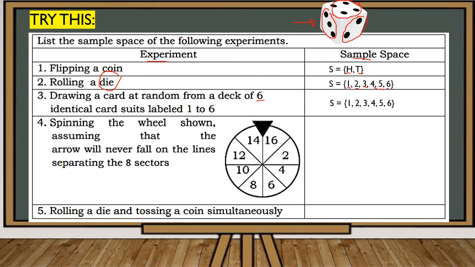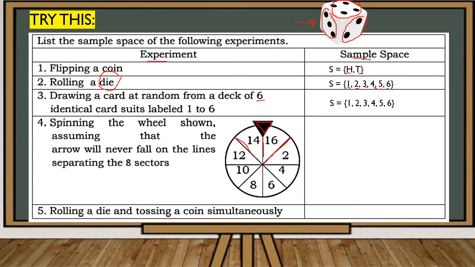Next, number 4, spinning the wheel as shown here, assuming that the arrow will never fall on the line separating the 8 sectors. So assuming that this arrow will not appear on the lines. Of course, it is possible, right, na mag-appear, but assuming nga hindi siya magtupa sa dira, matupa lang siya sa mga numbers. Okay, we have your numbers. Now we have your sectors labeled with numbers from 14, 12, 10, 8, 6, 4, 2, and 16.